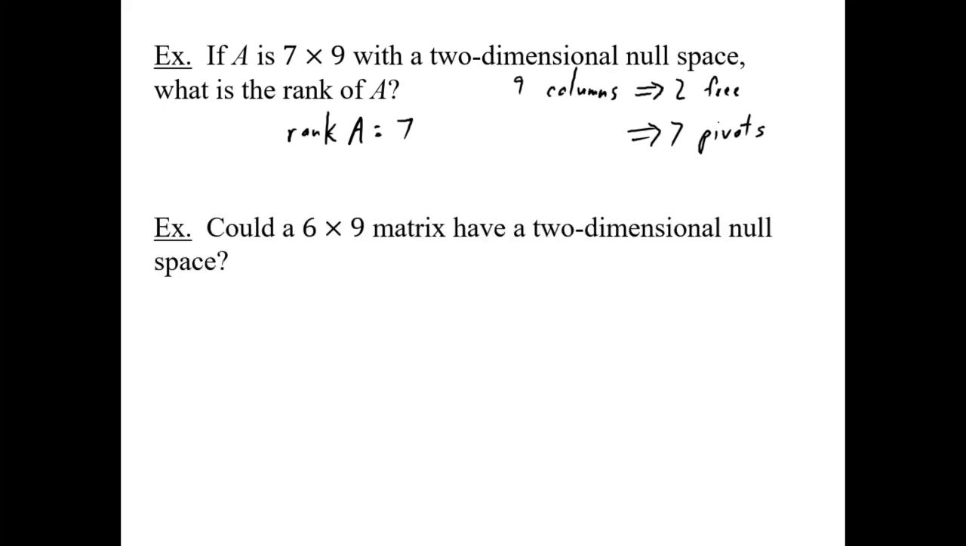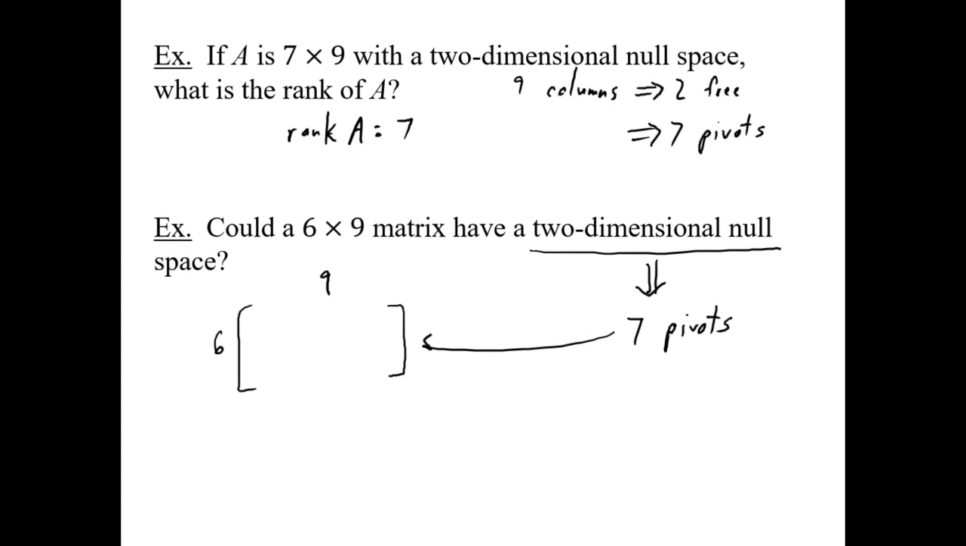Now, could a 6 by 9 matrix have a two-dimensional null space? If we went through that same thought process, the two-dimensional null space would lead me to believe that, again, there are 7 pivots. But think about that for a second. This is a 6 by 9 matrix. There are 9 columns. There are only 6 rows. There is no way to get 7 pivots with only 6 rows. So the answer for this case would be no, it's not possible.